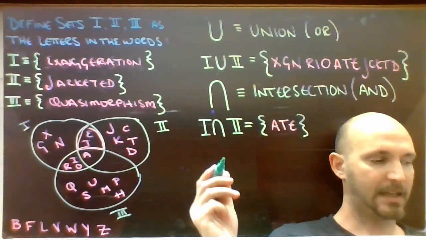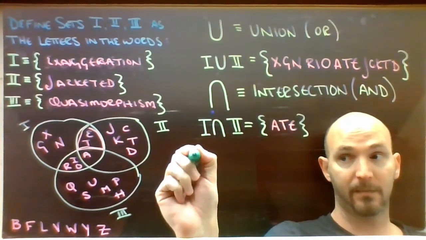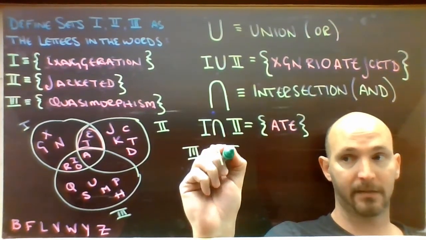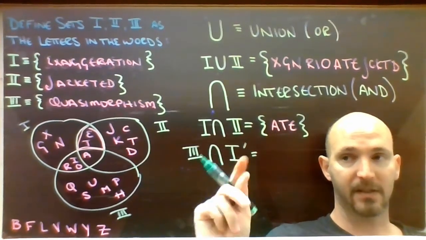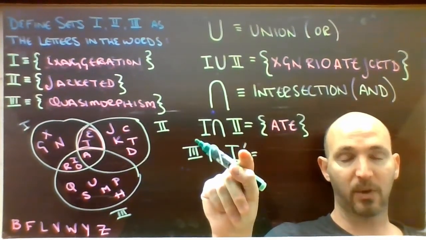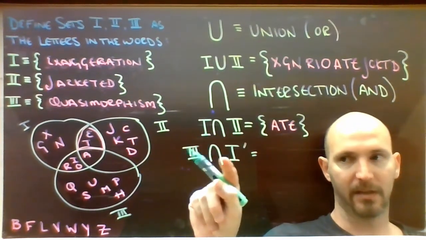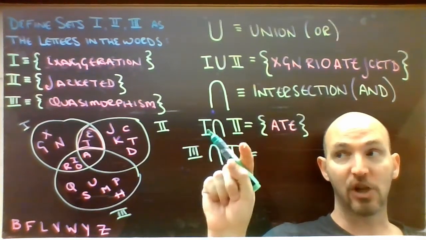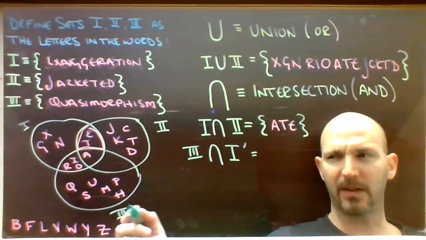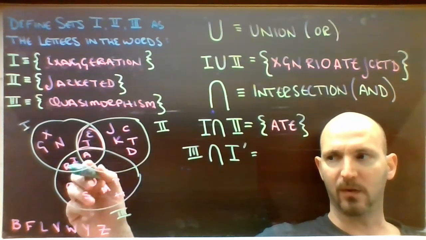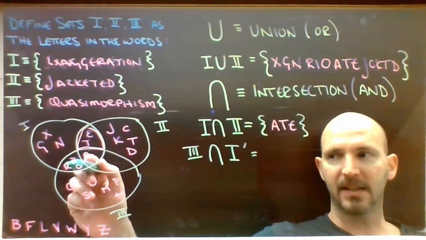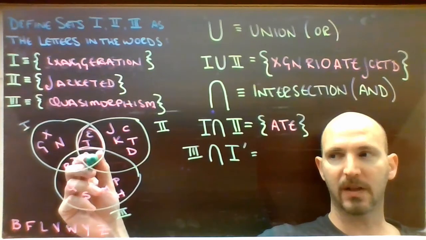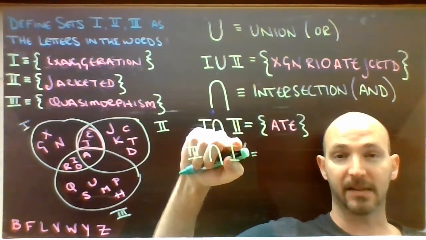Next one I want to try is set 3 and not in set 1. So you see this little thing here? Whenever I put a little dash on it, it means not in that one. So I want to find all the letters that are in quasimorphism and not in exaggeration. So if I find those letters here, here's my circle for quasimorphism. These ones here happen to also fall into exaggeration. So they don't get to come because they've been forbidden by this condition.